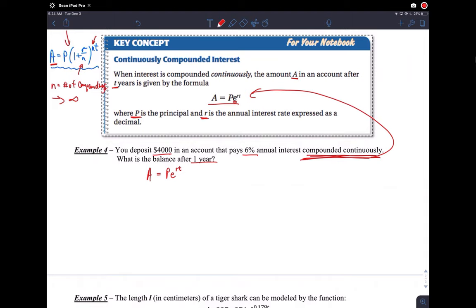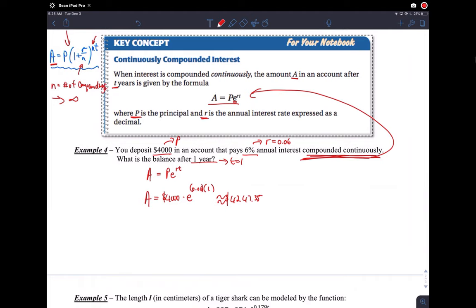So this is just a straightforward question. Plug stuff in. This is my principal, the initial amount. This is my growth rate, which is 0.06. And this is my t, which is 1. If you plug this in, you get $4,000 e to the rt, which is 0.06 times 1. And if you punch that in your calculator, you get approximately $4,247.35. That's quite a lot of growth in 1 year.